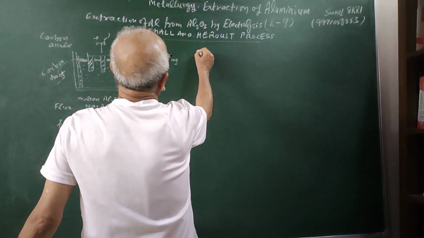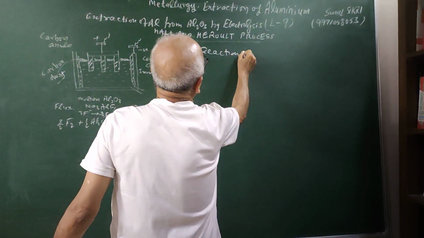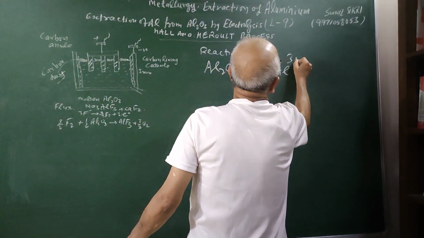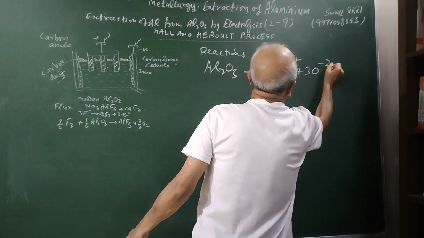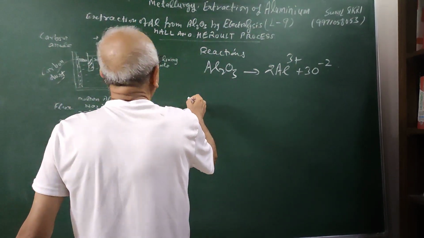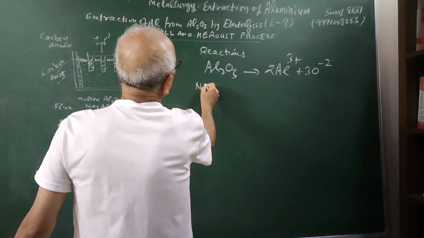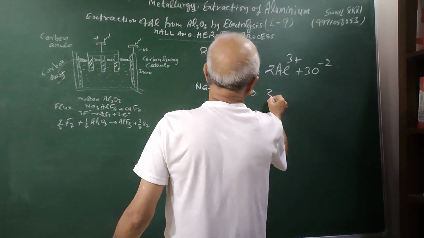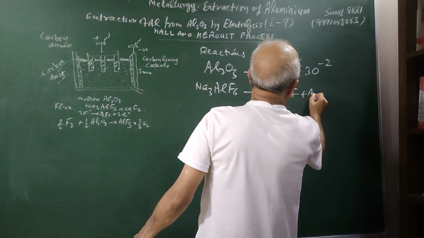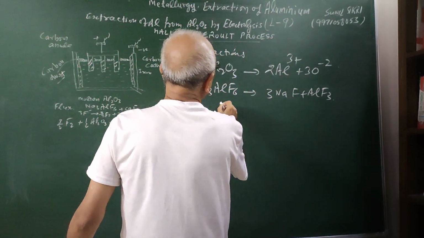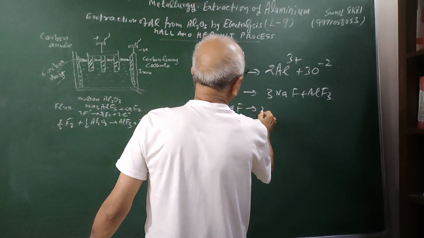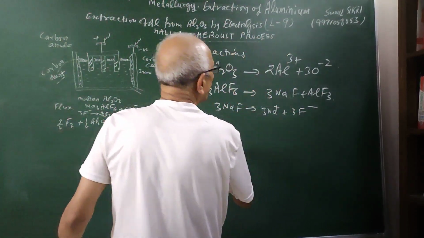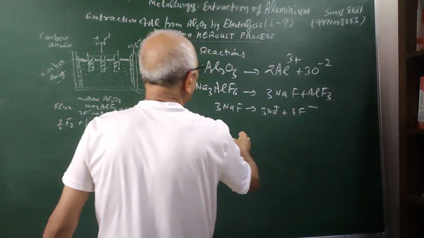Let us see what reactions are taking place. Students, you have Al2O3, you are getting aluminium ions and oxide ions, so here 3. Then what you have added is Na3AlF6. What will it give? This will form 3 NaF plus AlF3. And what is this 3 NaF going to do? It gives 3 sodium and 3 fluoride ions. And these ions are also already present in this.